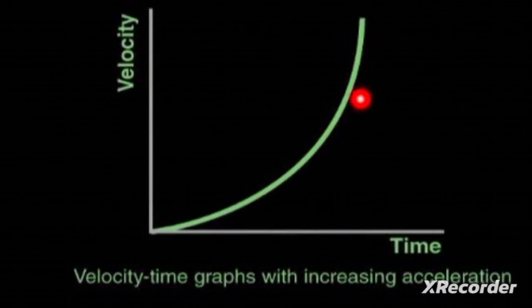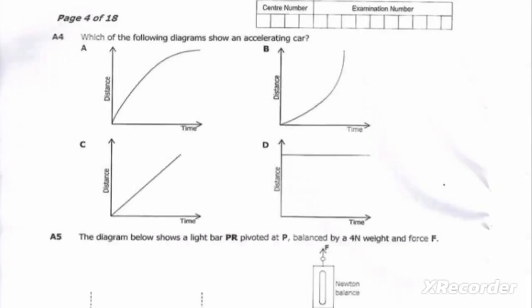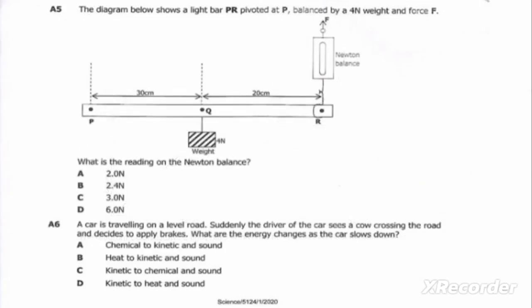So this graph is showing an accelerating car, or it is showing an object with increasing velocity. So therefore, the graph that is representing the accelerating car here is B. We are done with this question. Let us move to the next question, which is question A5.